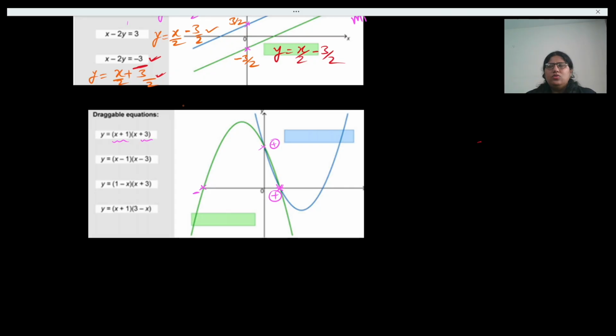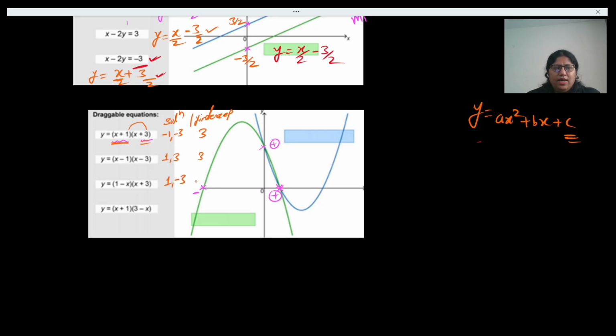Here, write the solution, the zeros, and get the y-intercept. Now the first one: the zeros are going to be minus 1 and minus 3, because you equate each factor with 0. And your y-intercept is going to be 1 times 3, because whenever I have ax square plus bx plus c, the y-intercept is always c. So it is going to be positive 3. Similarly here, your solutions are 1 and 3 and the y-intercept is positive 3. And here the solutions are 1 and minus 3. Here also it is plus 3, because you multiply this.